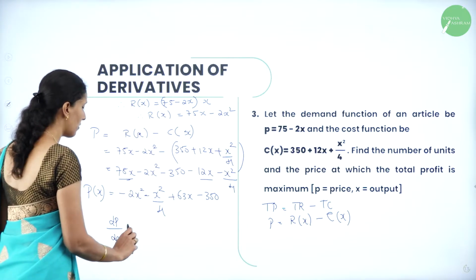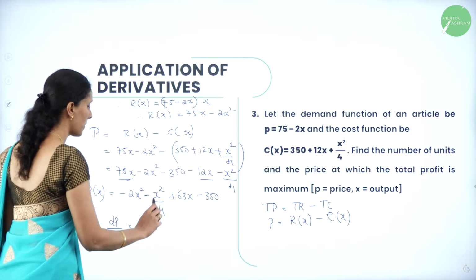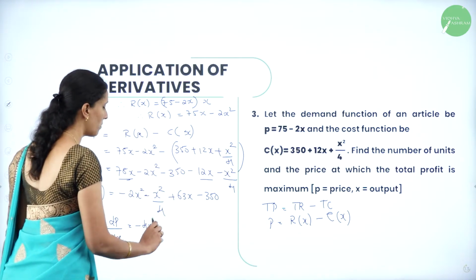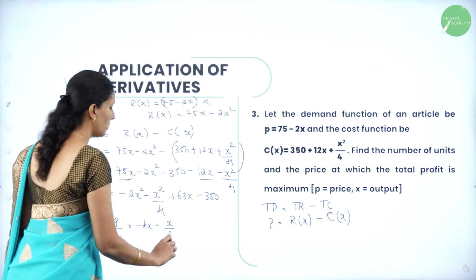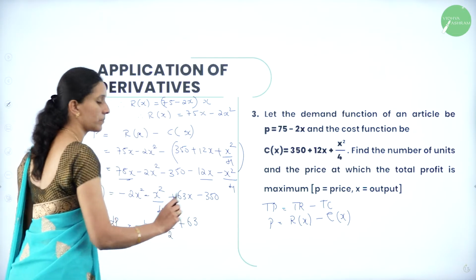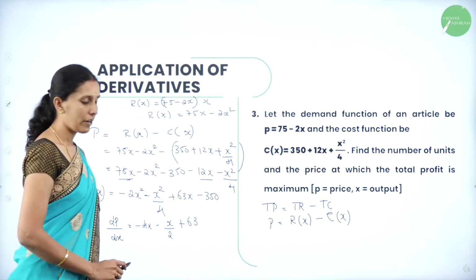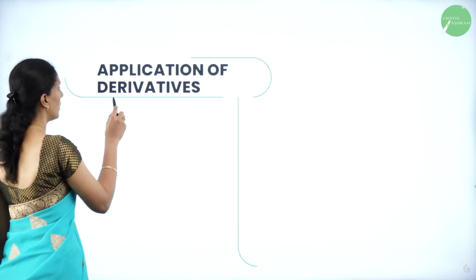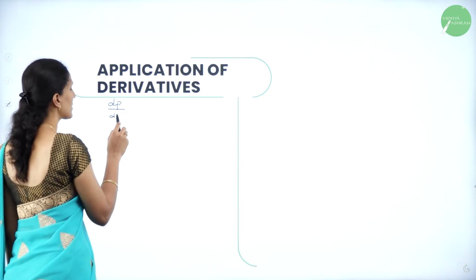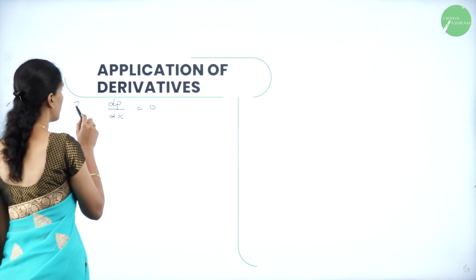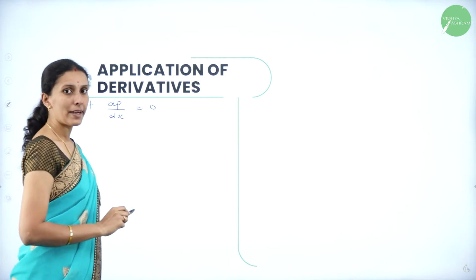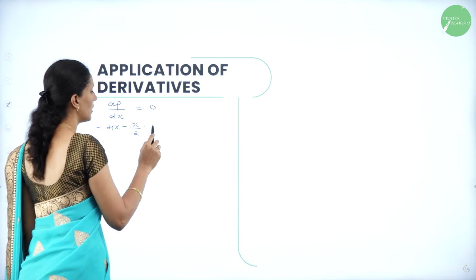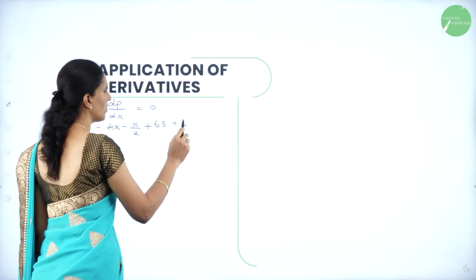dp by dx is equal to minus 4x and here it is minus 2x divided by 4, which becomes x by 2, plus 63. So this is the derivative I got. So let's put dp by dx equal to 0. So what is dp by dx we got? Minus 4x minus x by 2 plus 63 is equal to 0.